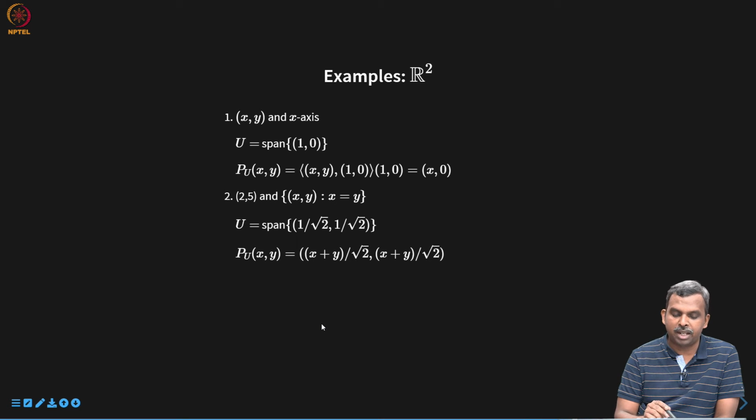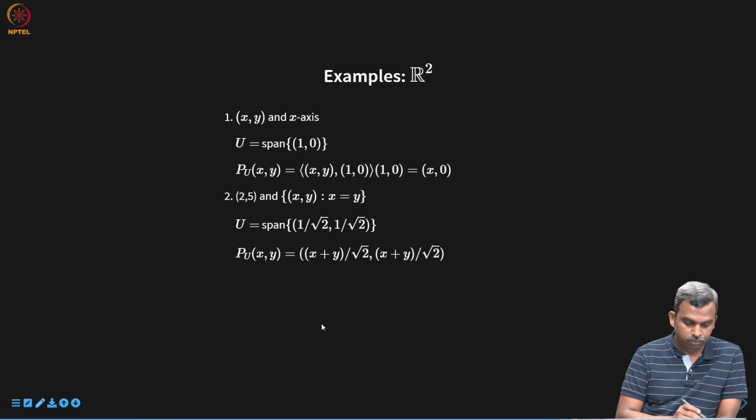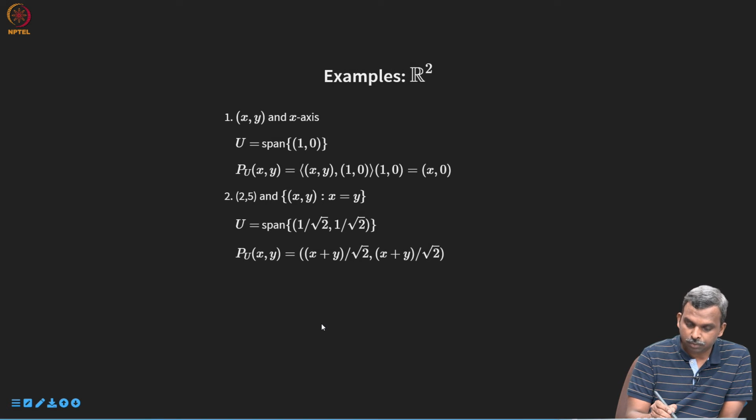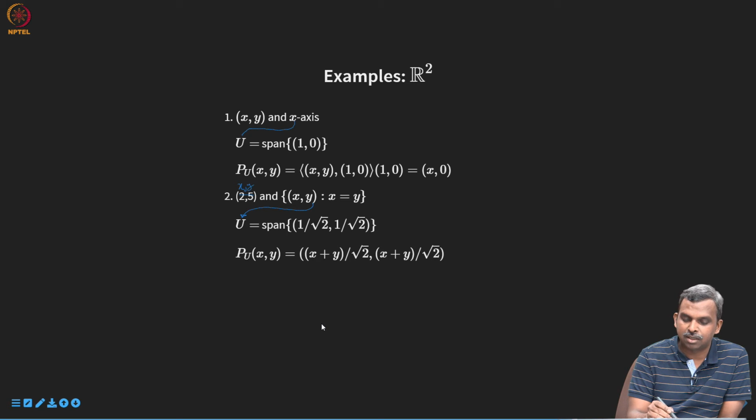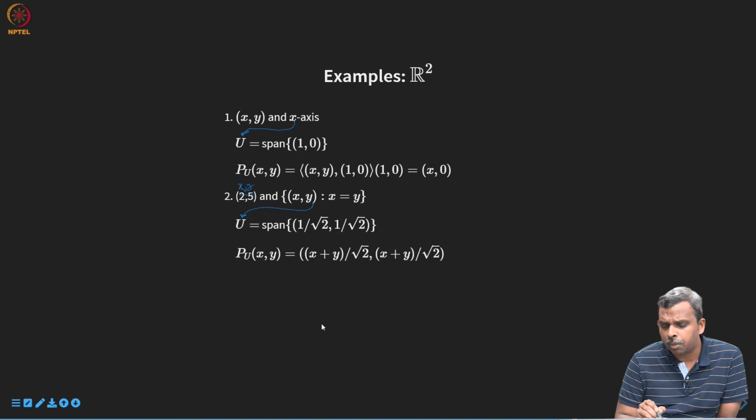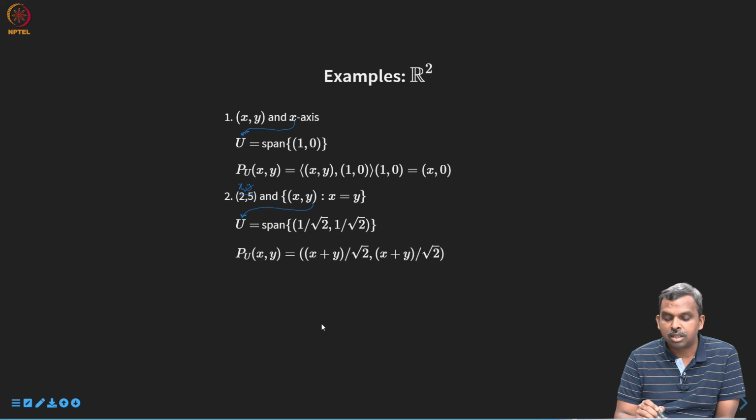Let's do a slightly more complicated example, 2 comma 5. So I put 2 comma 5, but I've actually done it for x, y. Maybe I should write that down. It's x comma y, and the x equals y line. Now the x equal to y line, this is U. The x equal to y line is spanned by 1 by root 2, 1 by root 2. Why am I picking 1 by root 2, 1 by root 2 instead of 1 comma 1? Because 1 by root 2, 1 by root 2 is orthonormal. 1 comma 1 is not orthonormal. There's only one vector, you just have to make sure that the norm is 1, right? So 1 by root 2, 1 by root 2.